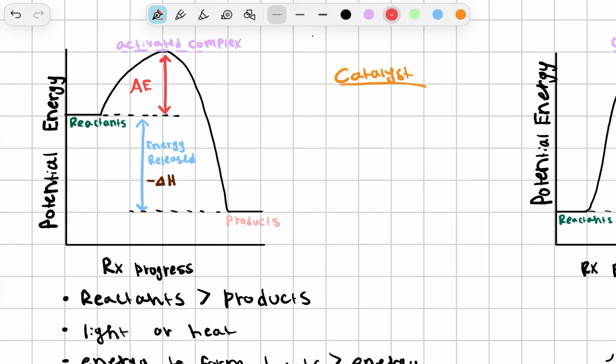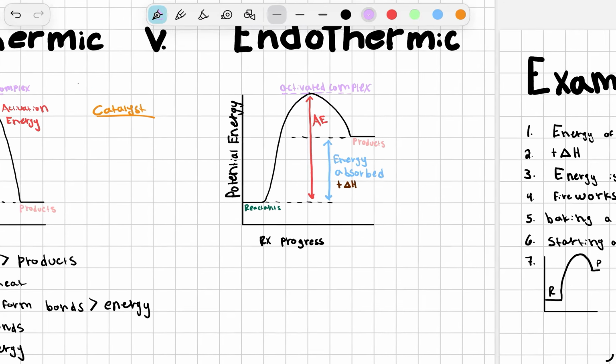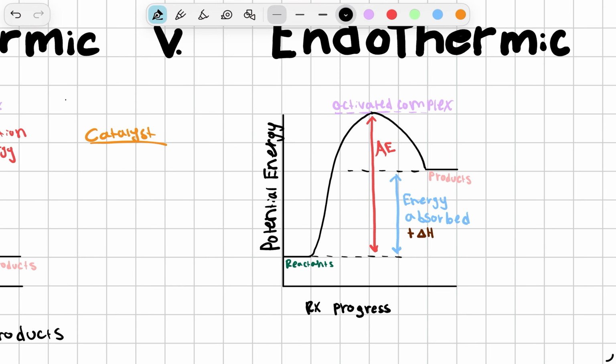And just to clarify, this AE, that is our activation energy. This is the energy needed for a reaction to occur. And this activated complex up here, this is when you've reached the top of the activation energy, when you've reached a state where a reaction can occur. Let's move over to an endothermic reaction.